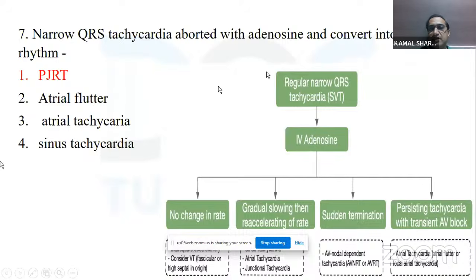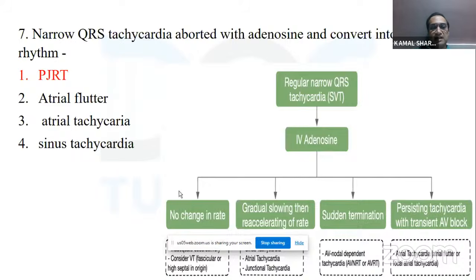I think there was another question which they talked about, in a case of narrow QRS tachycardia aborted with adenosine, and it converts to sinus rhythm. They did not mention AVRT or AVNRT as an option here, because we all know that AVRT, AVNRT would of course convert, but PJRT is a type of AVRT, and that's why they gave you an option of PJRT. So even if you knew the classification of AVRT, AVNRT, PJRT would be the choice in understanding and taking this question.